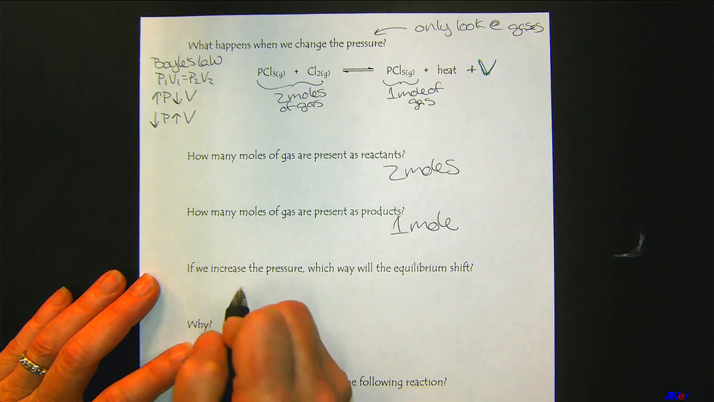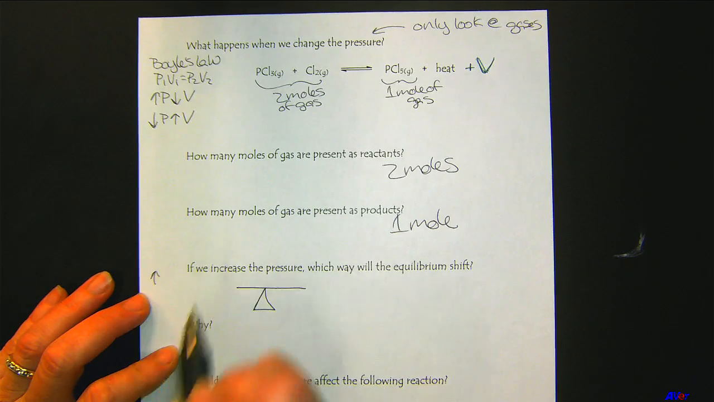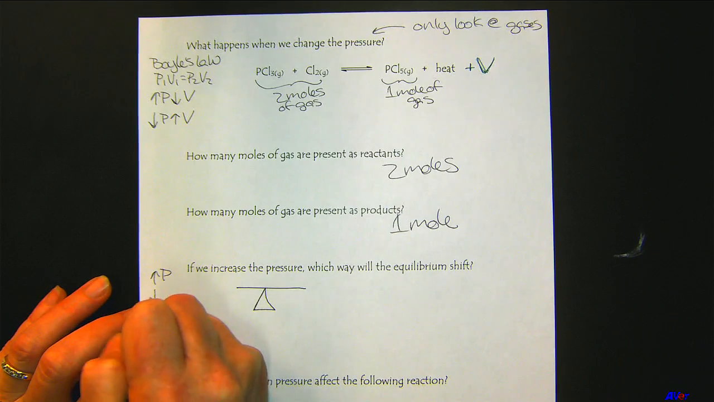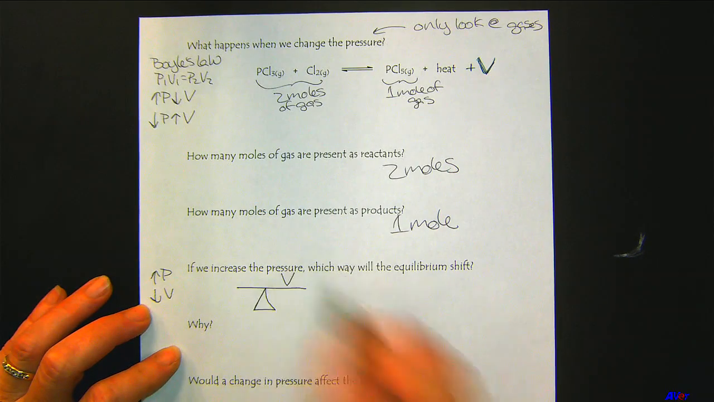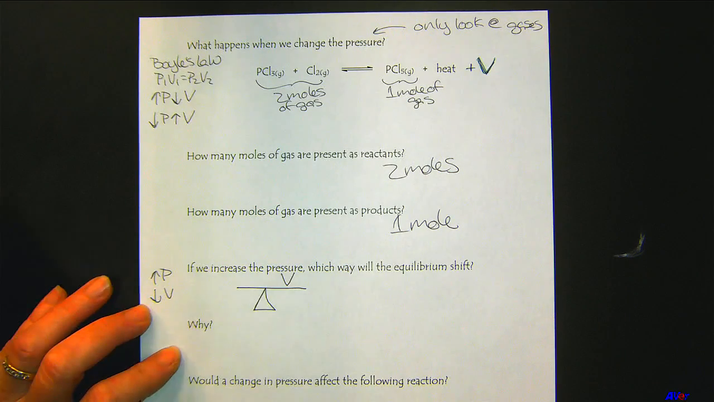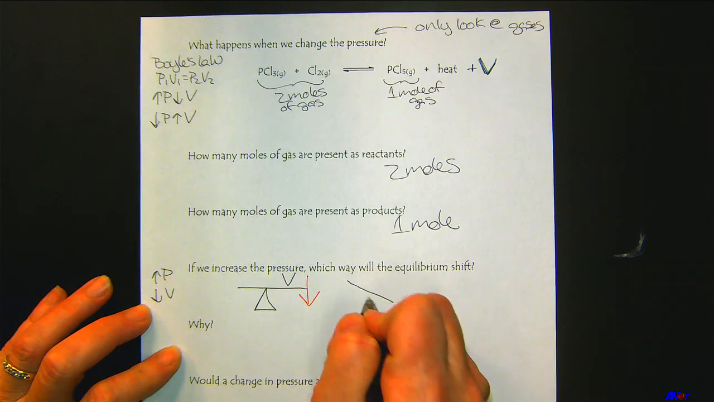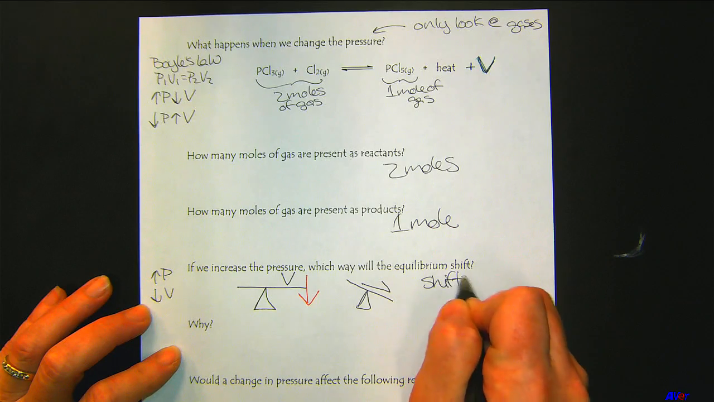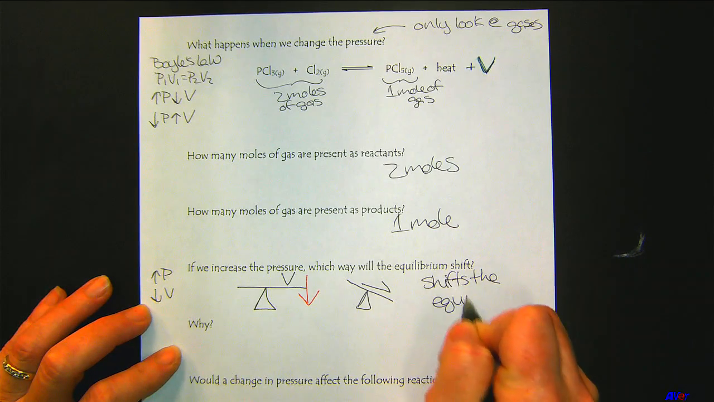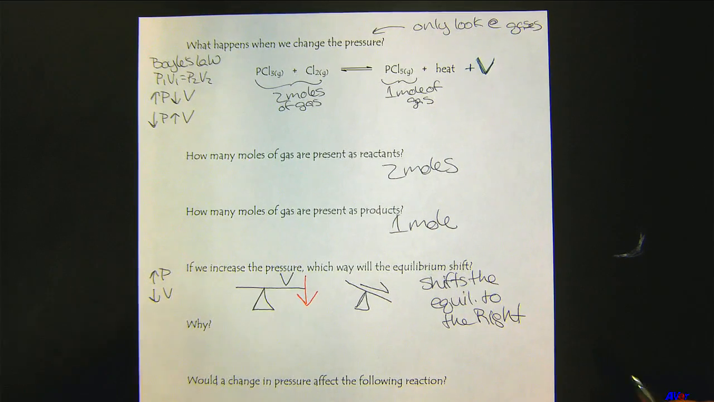Okay, so if we look here, if we're increasing the pressure, then that means that we're decreasing the volume. Notice that the V is on the right. So if we increase the pressure, then we're decreasing the volume, and that is driving our reaction to the right. So it shifts the equilibrium to the right.